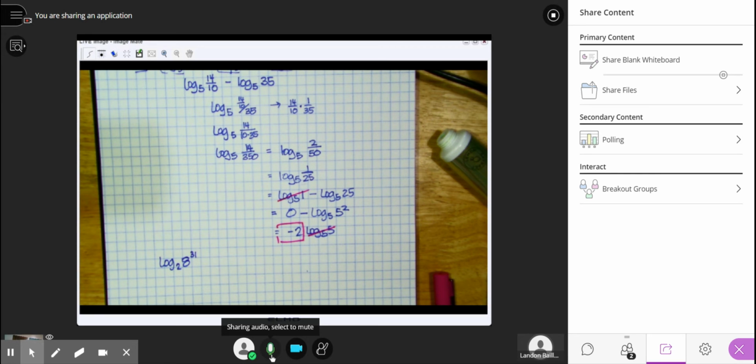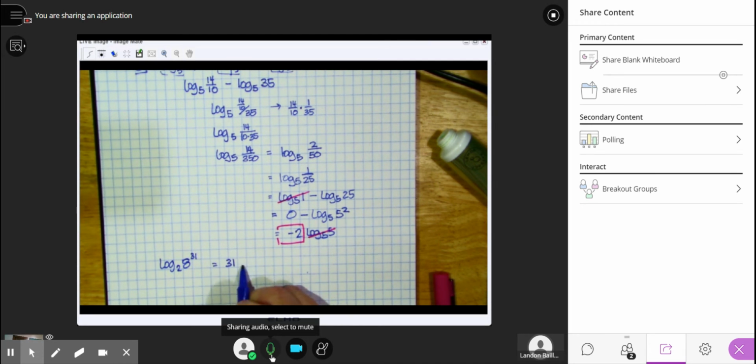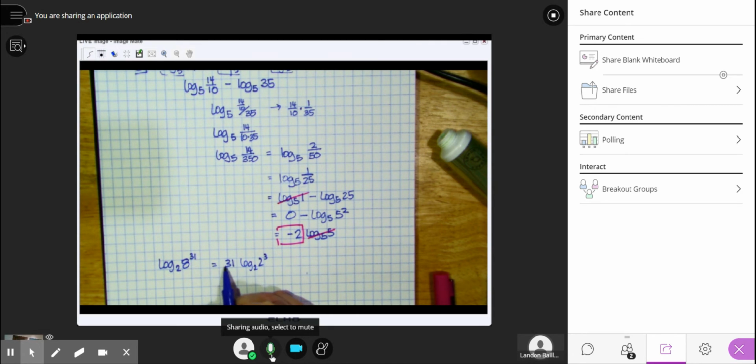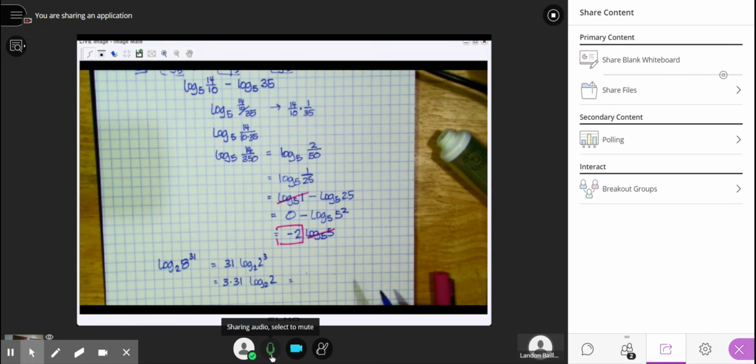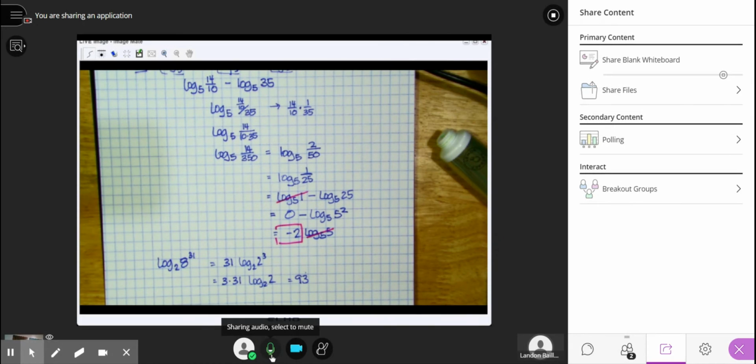31 is your power? Okay. Okay, you got to bring this 3 out front again as well, right? Yep. Because the log base 2 of 2 is just a fancy way of writing 1.